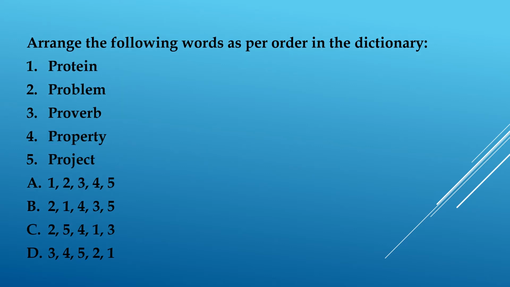Again, in the second question, I have picked up a similar kind of question so that we become very clear with our concept. There are again 5 words given and you have to arrange them in alphabetical order. As we did earlier, we find that the first 3 letters are the same in all the 5 words, that is PRO. So we'll be looking for the fourth letter. We have a T here, a B here, a V here, a P here and a J here.